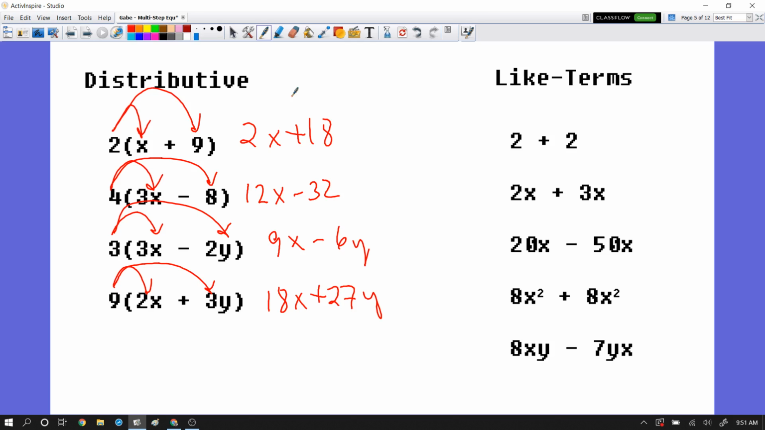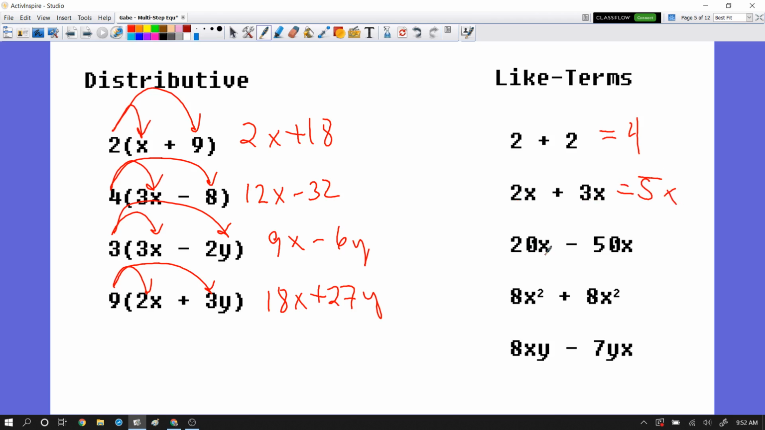I want you to go ahead and take a look at the like term side. 2 and 2, they're just plain numbers. You know 2 plus 2 is 4. You've been doing like terms way longer than you thought. There's a number followed by the same variable, a number followed by the same variable. You have 2 x's and 3 x's, you can put it together and get 5 x's.